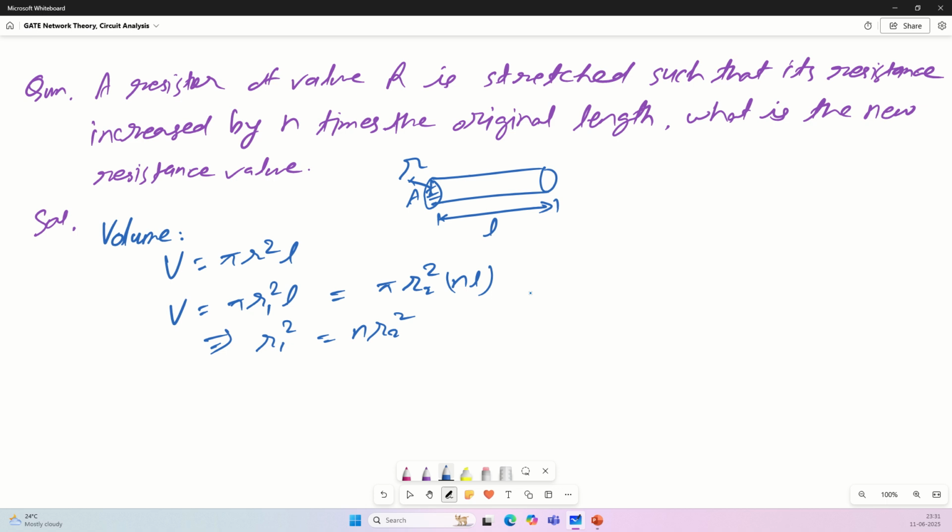Now you know already that my resistance is nothing but rho L by A. So we can write, let us say this is my R1, then R2 will be what? Rho, and L is what? nL, right? Divided by A, which is what? pi r2 square. Okay, so this is how it is.